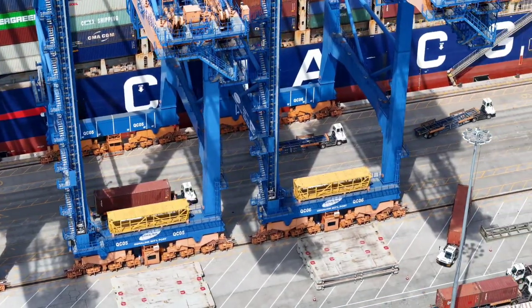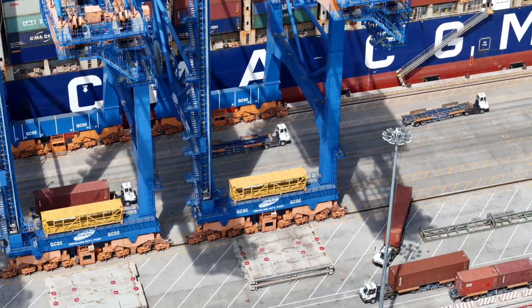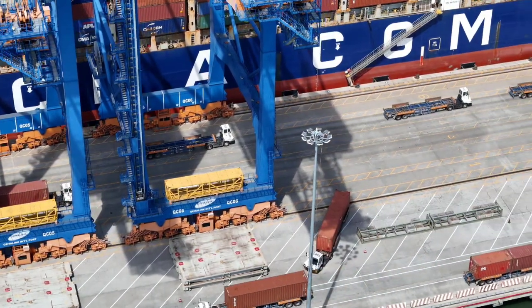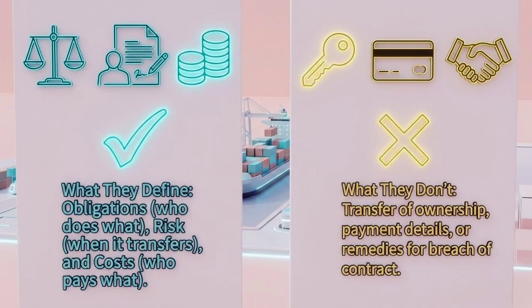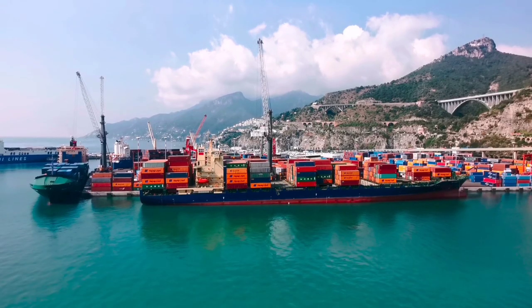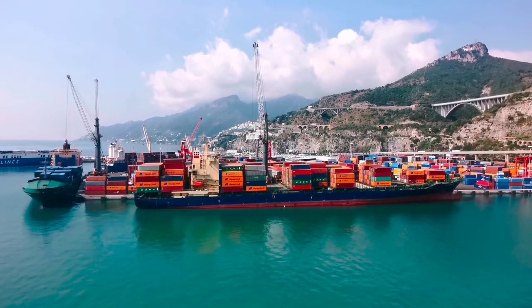Now, understanding what these rules do and what they don't do is absolutely crucial. Incoterms clearly define three main things. First, obligations. That's who does what, like who books the shipping. Second, risk. This is the exact point when the risk of something getting lost or damaged passes from the seller to the buyer. And third, costs. Who pays for which part of the journey?